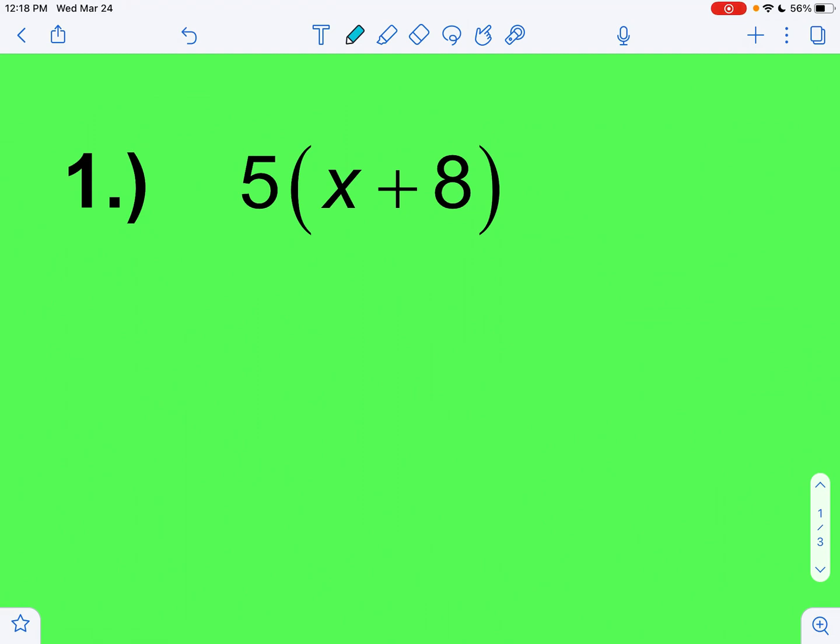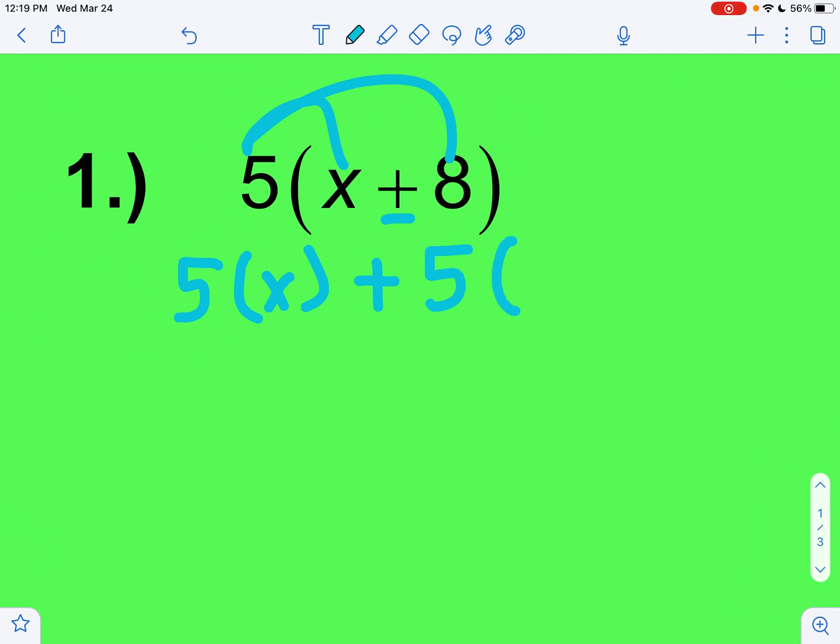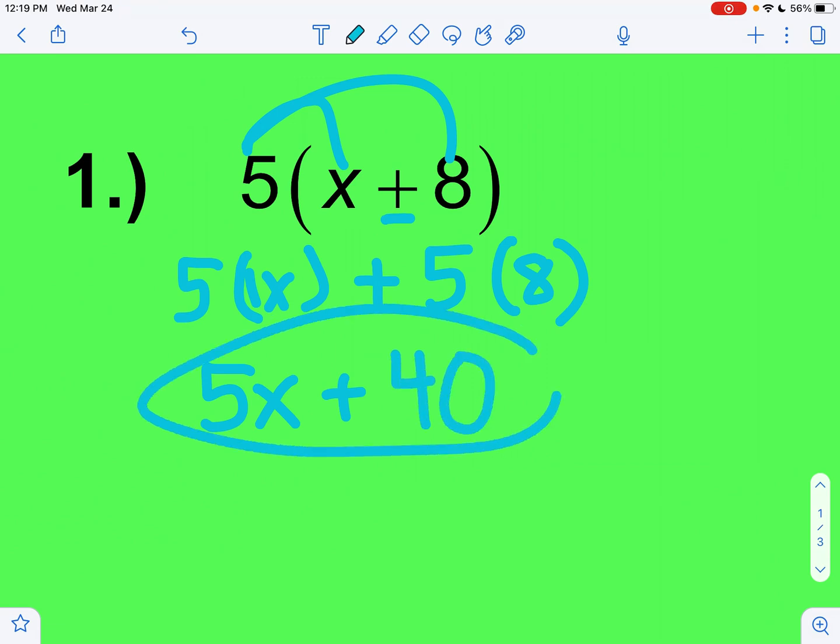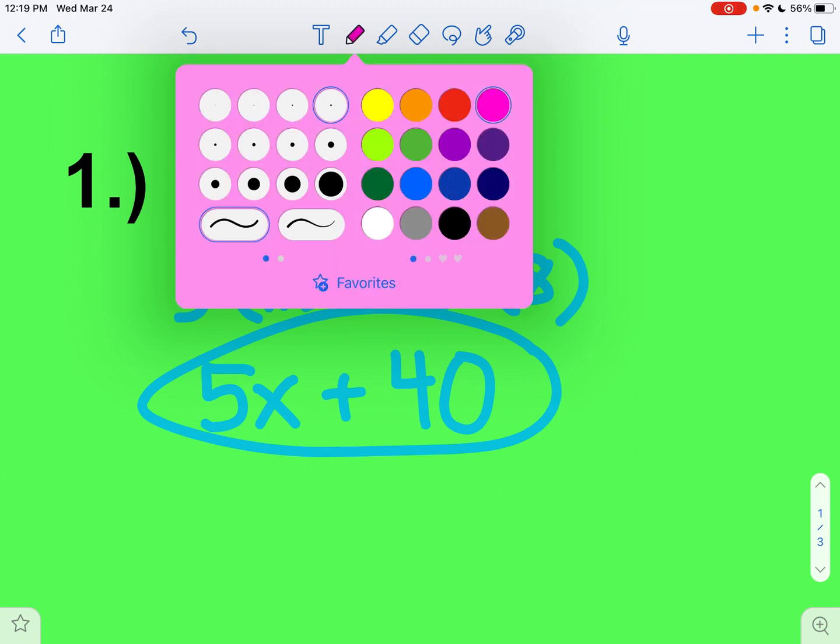Let's practice a few more of these. We have 5 times x plus 8, all in parentheses. We need to distribute that 5 to both the x and the 8. So we're taking 5 times x plus 5 times 8. 5 times x is really just 5x, because that's like a 1 in front, remember? 5 times 1 is just 5. Plus 5 times 8 is 40. So our answer is 5x plus 40.